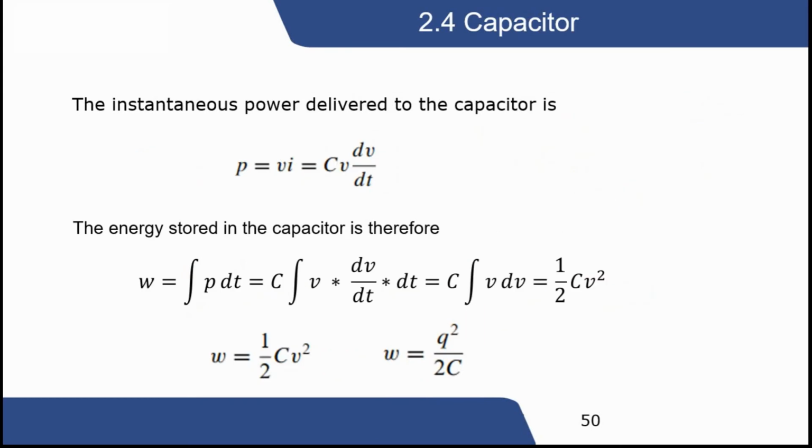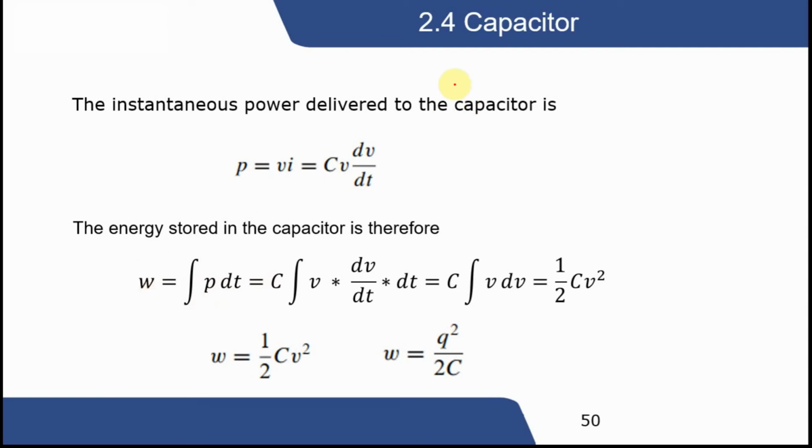Power is equal to VI, and I is equal to C dV by dt, so we can say power is CV dV by dt. And what is the energy stored by the capacitor? The energy is the integral of P dt. If we integrate the power over time, we have the energy.